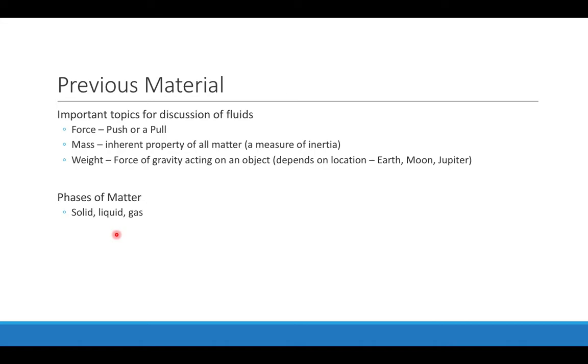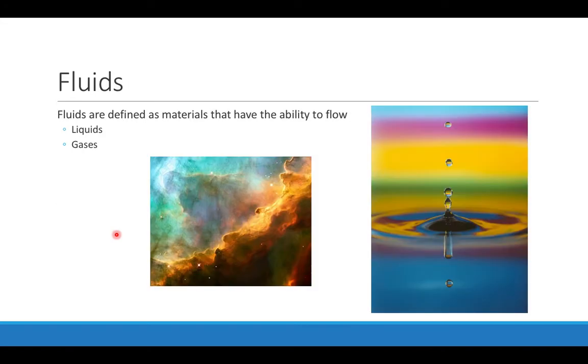and of course this is something we learn in elementary school, that a material can be in a phase of solid, liquid, or gas. So as we talk about fluids, fluids are basically defined as materials that have the ability to flow. So in terms of the phases of matter, the two phases that have the ability to flow would be liquids. So here's a picture, just a pretty picture of basically a water droplet.